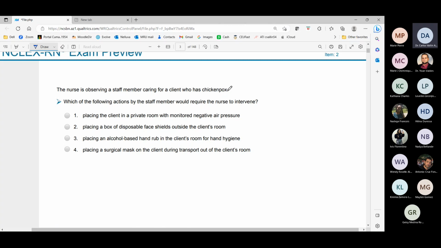So chickenpox requires isolation because it's highly contagious. It requires isolation for the air, so it's airborne, and requires isolation for the skin lesions, so it's contact.